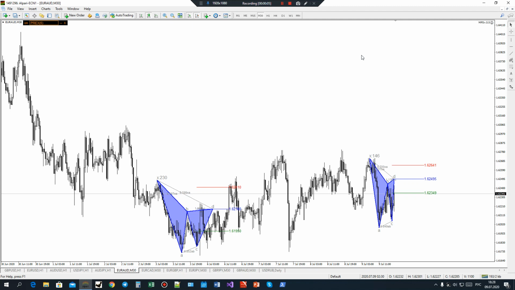In today's video, we will analyze Euro Aussie on the 30-minute time frame. On this pair, we have a unified Gartley that is setting up, and if I hover my mouse over this pattern, it says that it appears 64 times in history with a probability of win of 56 and an average risk reward of 1.4.